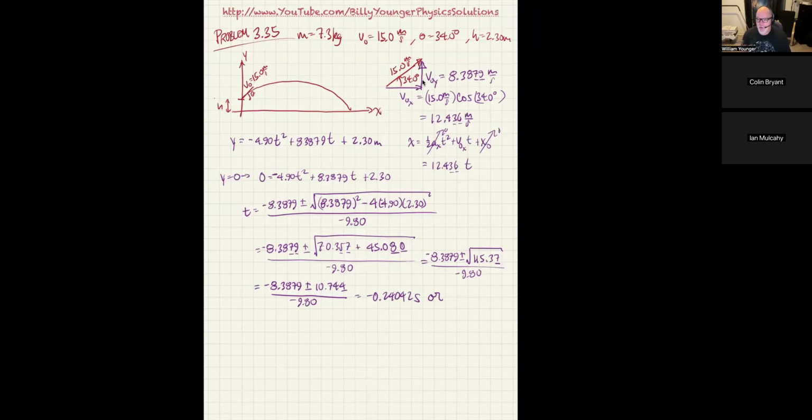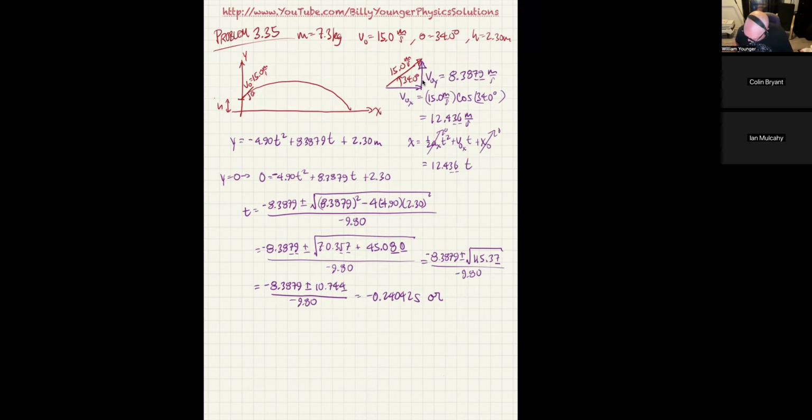That's basically how long ago the projectile would have had to leave the ground to hit the height of 2.30 meters at the angle that we had at the 15 meters per second that we had. So just reaching the height, exactly. Yeah, that's what would happen.